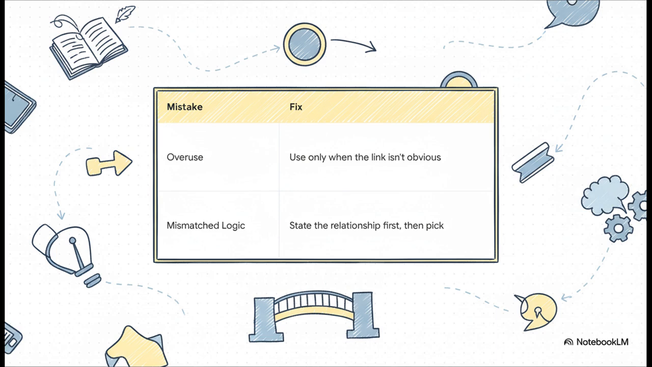The second trap is mismatched logic, like using therefore when you really just mean also. To fix that, just say the relationship out loud first and then pick the word that fits.